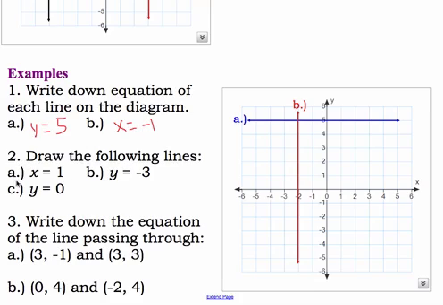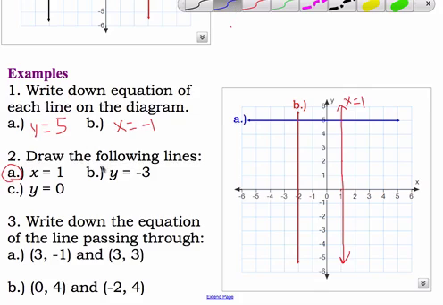Now we have to draw some horizontal and vertical lines. So x equals 1 is going to be a vertical line through 1. X equals 1 is going to go down through like that. So that is the equation. Let's label it x equals 1.